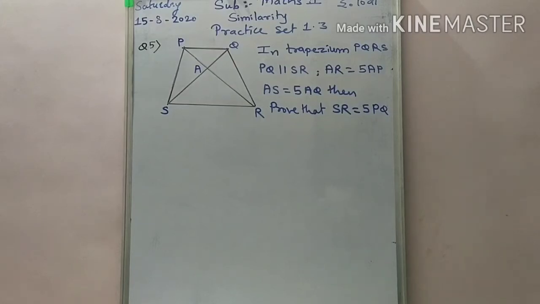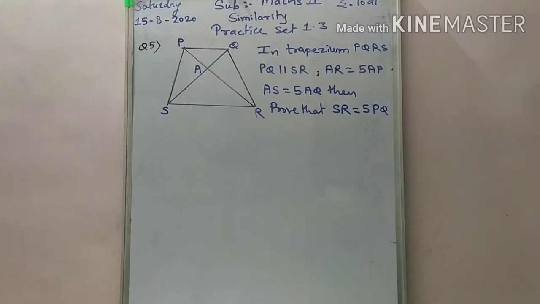fifth example. So in the fifth one we are given a trapezium PQRS, where segment PQ is parallel to segment SR. Also we are given that AR is 5 times AP and AS is also 5 times AQ. Then we have to prove that SR, this side of the trapezium, is equal to 5 times PQ.